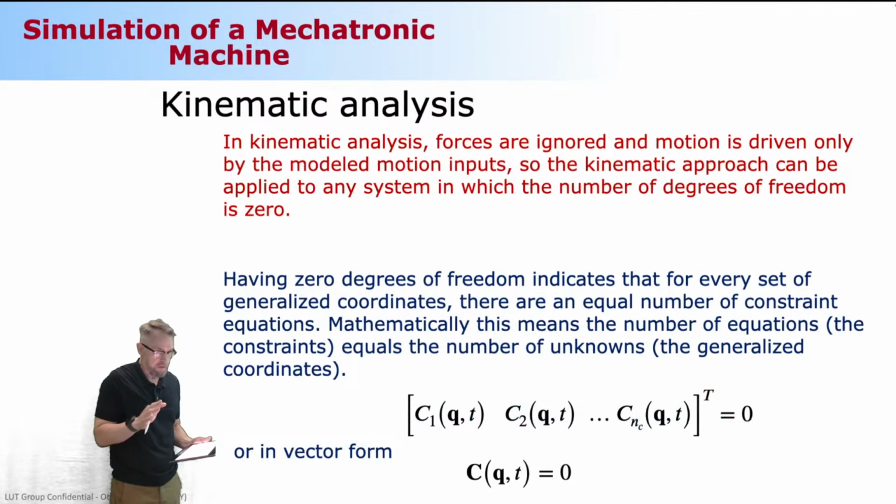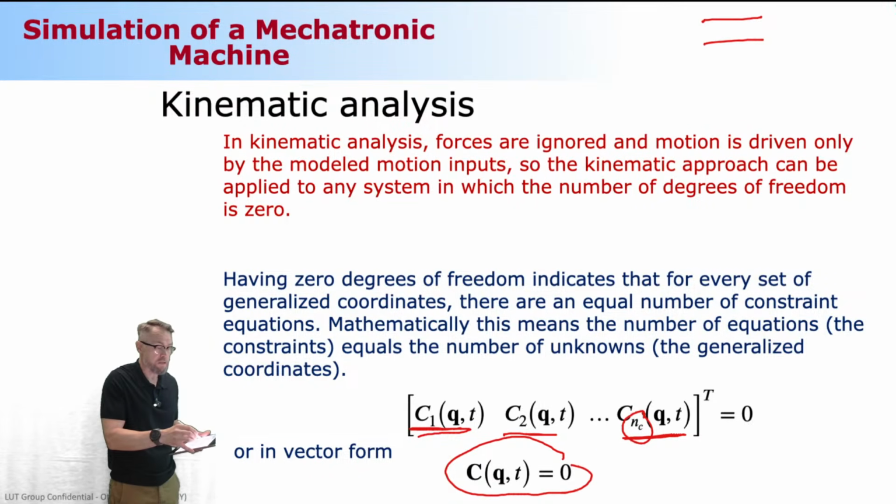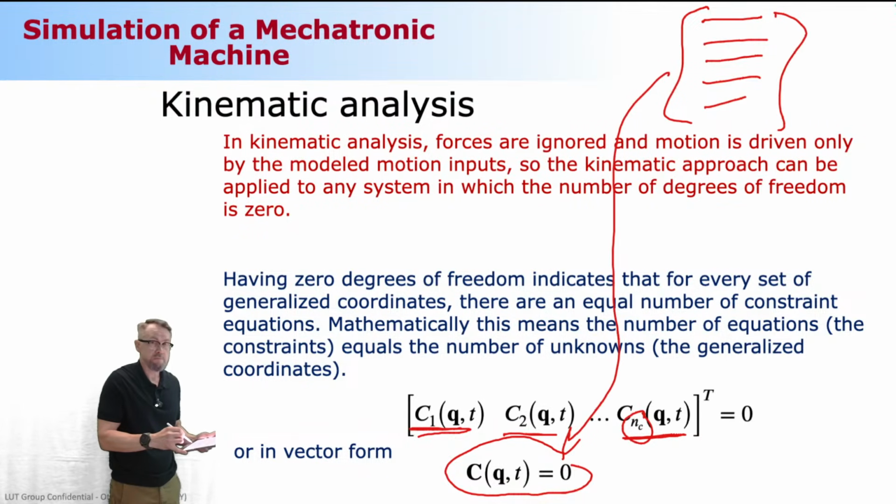Okay, here's how it looks mathematically. You have a certain number of constraint equations that are a function of generalized coordinates, possibly time, but not necessarily. You have NC of them, because this is where the number of constraint equations is coming from. You can express them in the form of a vector. You just put each of these equations in a vector form, like this. That is your vector C. Okay?